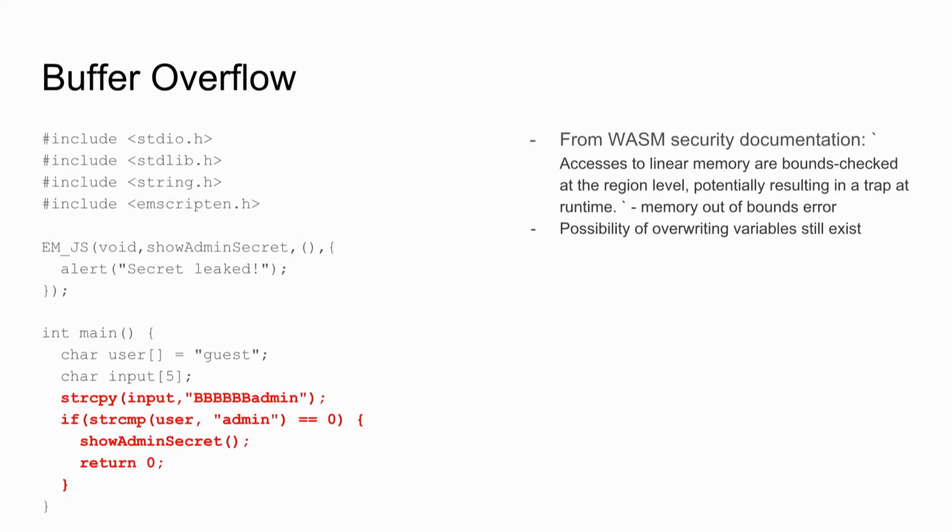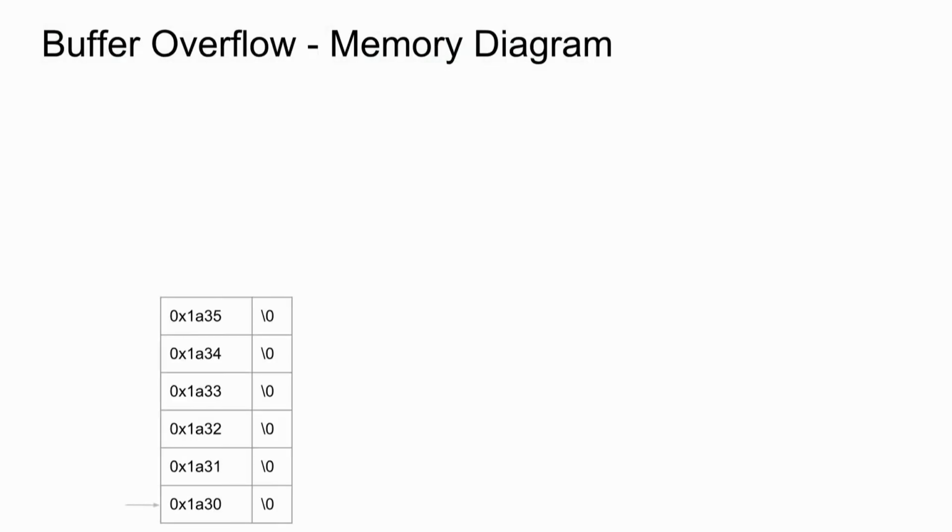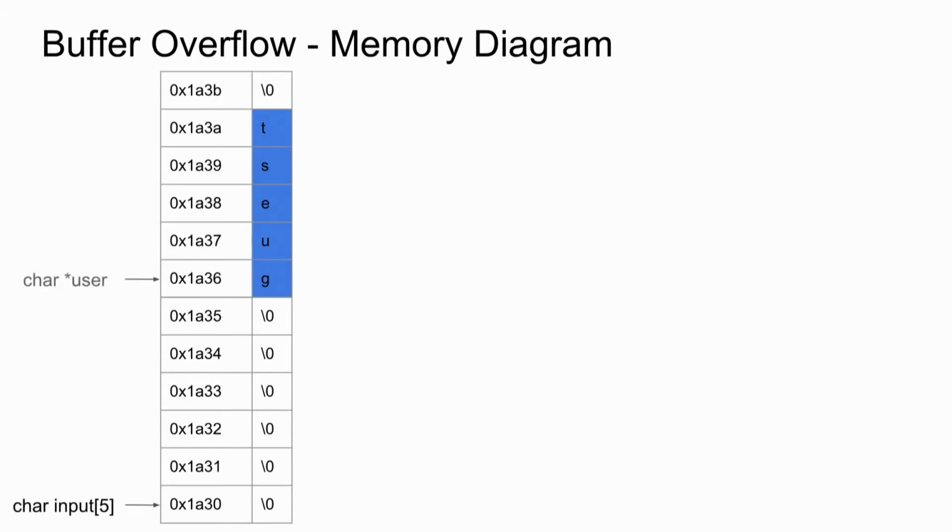Next, we look at buffer overflow. This is an excerpt from the WebAssembly documentation. Essentially, it says that access to the linear memory is bounds checked at the linear region level, but this does not avoid the possibility of overwriting variables. So if an attacker is able to control a string, let's look at the memory diagram here. We have a character input followed by the user.